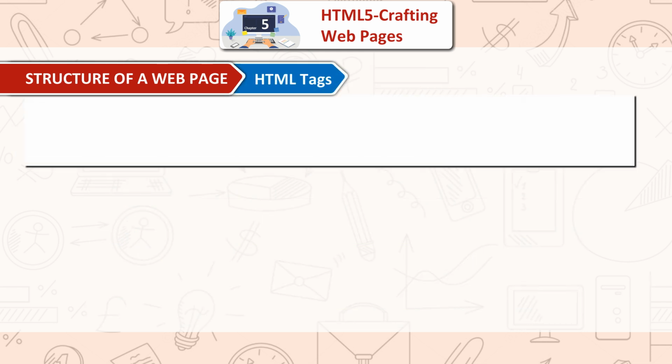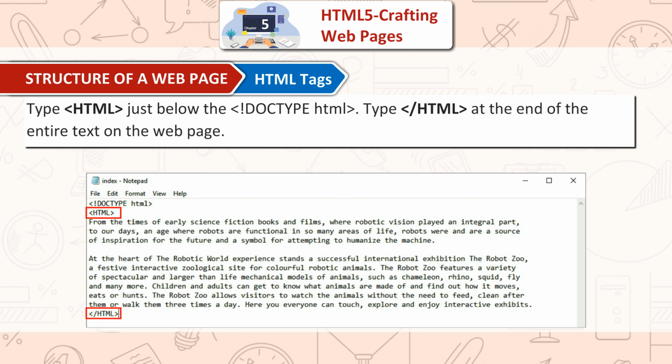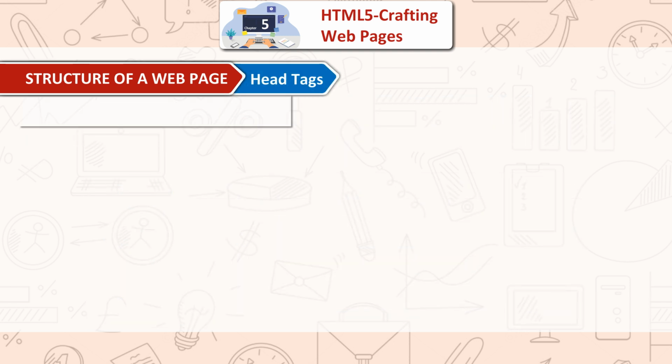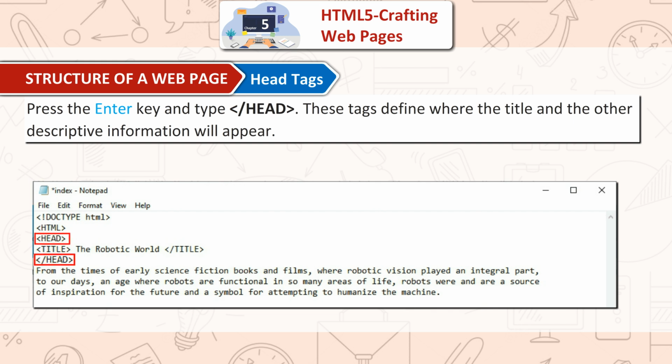HTML tags. The first set of tags after the doctype html tag is html and /html. Type html just below the doctype html. Type /html at the end of the entire text on the web page. Head tags. The next set of tags, head and /head, contains the web page title and other descriptive information about a web page. Type head directly below the html tag. Press the enter key and type /head. These tags define where the title and other descriptive information will appear.